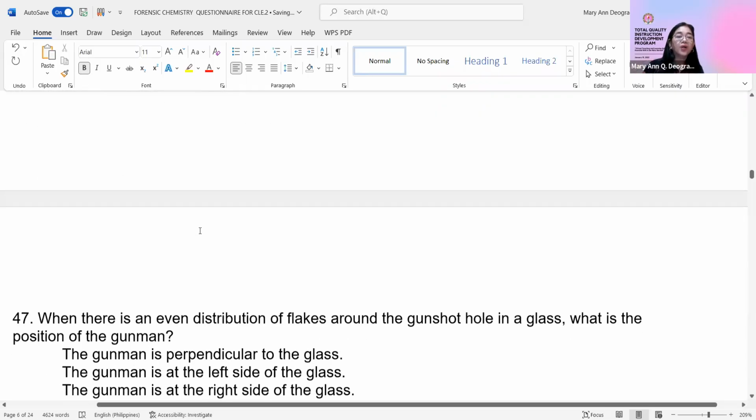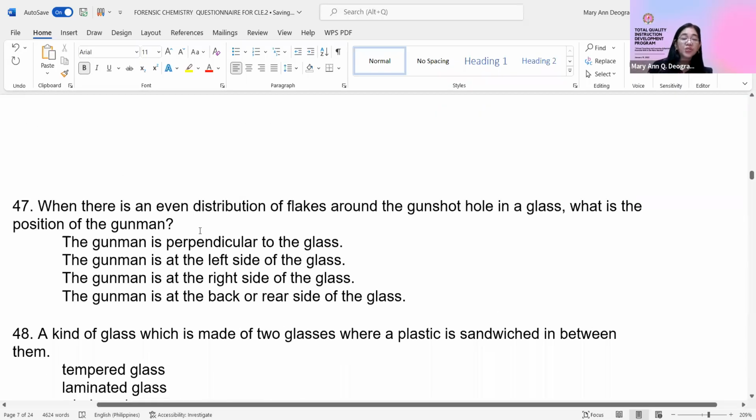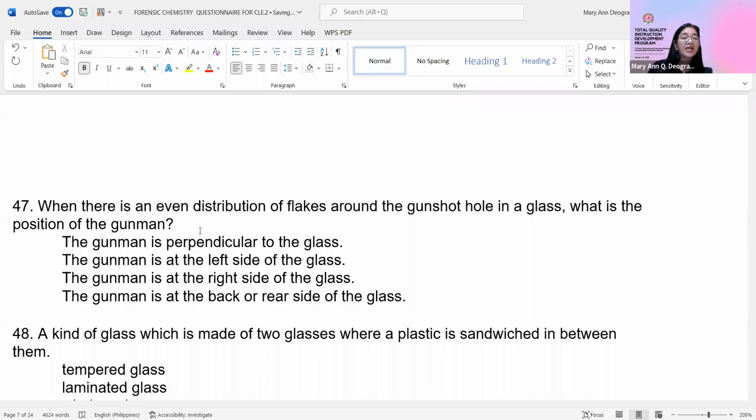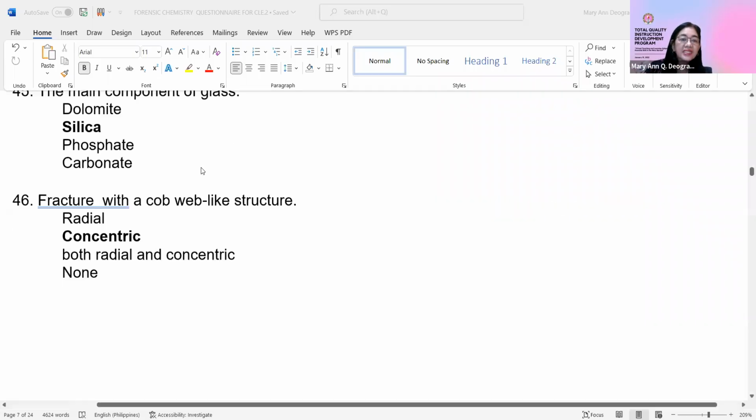Now, when there is an even distribution of flakes around the gunshot hole in a glass, what is the position of the gunman? Is the gunman perpendicular? Is the gunman at the left side of the glass? Is the gunman at the right side of the glass? Or is the gunman at the rear side of the glass? The flakings are evenly distributed. Okay, letter A. Number 46 is concentric.